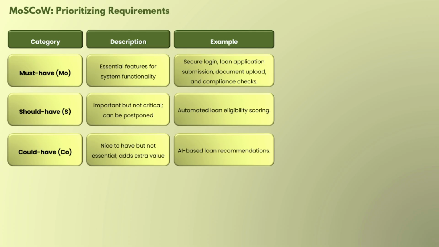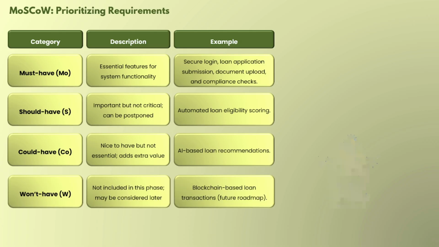Then could have, nice to have but not essential, it can add extra value. So AI based loan recommendation, something we can say is could have, not that important, not that essential, but there is value addition if we add such features in our system. And last is won't have. These are not included in this phase, may be considered later, meaning not that important. Without this our system can also work efficiently, like blockchain based loan transaction. This is a future map of our project, we can say.